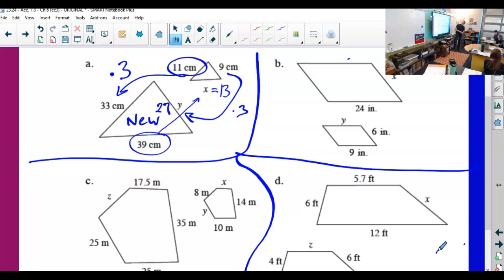Beatrix, when we come over to part B, do you want to find X or Y? Well, actually, I guess before we can find X or Y, we probably need the scale factor.